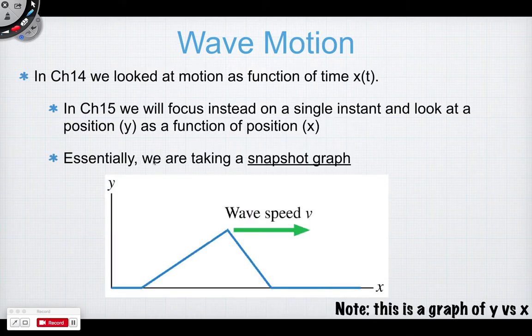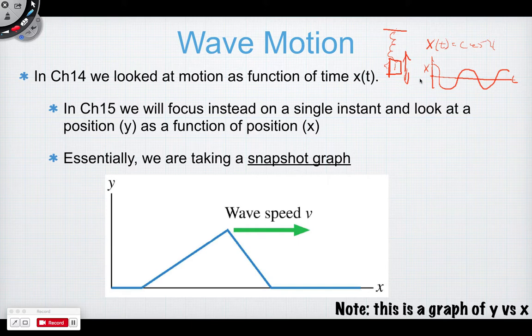Okay, now let's take, back in chapter 14, we looked at motion as a function of time. So basically, when I hung a mass from a spring, we let it go up and down like this. We said, okay, well, its position as a function of time. We had this little cosine, all that kind of stuff. And basically, it looked like this. So this is position as a function of time. That's what we looked at.